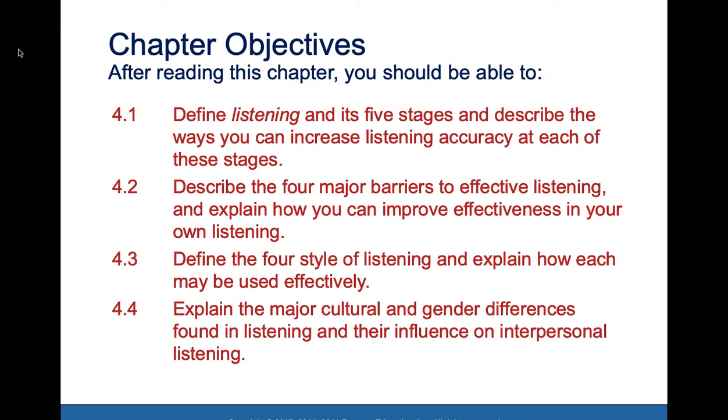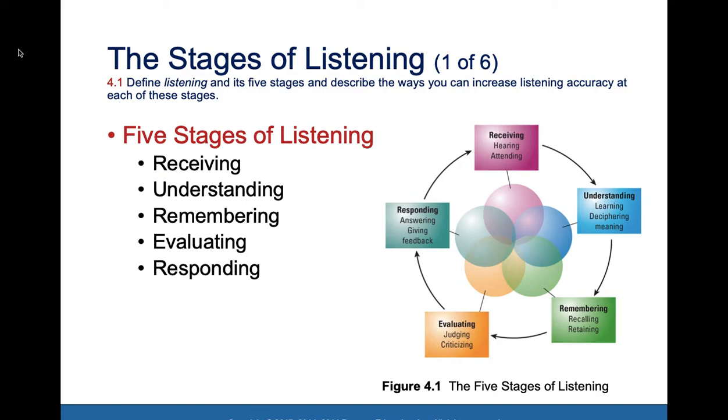In this chapter, we're going to talk about the 5 stages of listening and ways that you can increase your listening accuracy. We'll look at the 4 major barriers to effective listening. There are 4 major things that hinder or hurt us from being able to listen effectively. We'll look at the 4 styles of listening, and we'll talk about the major cultural and gender differences found in listening and how they influence all of us. Okay? So the 5 stages of listening, and I do have slides that follow with more specific details. And so these are what we call the 5 stages of listening.